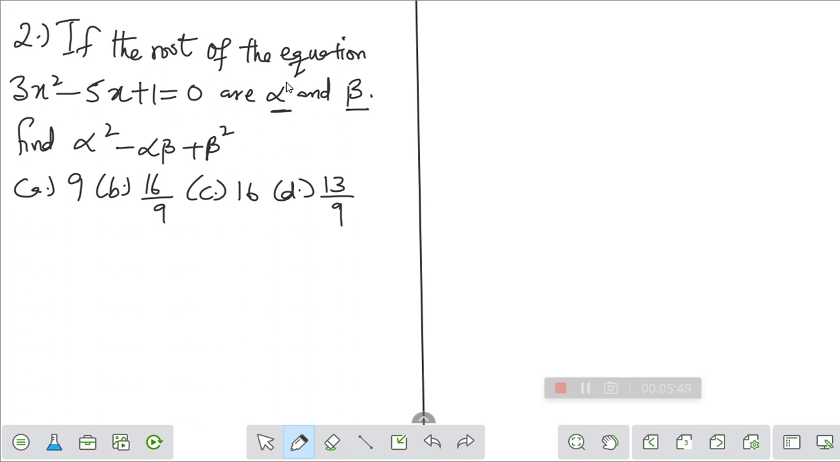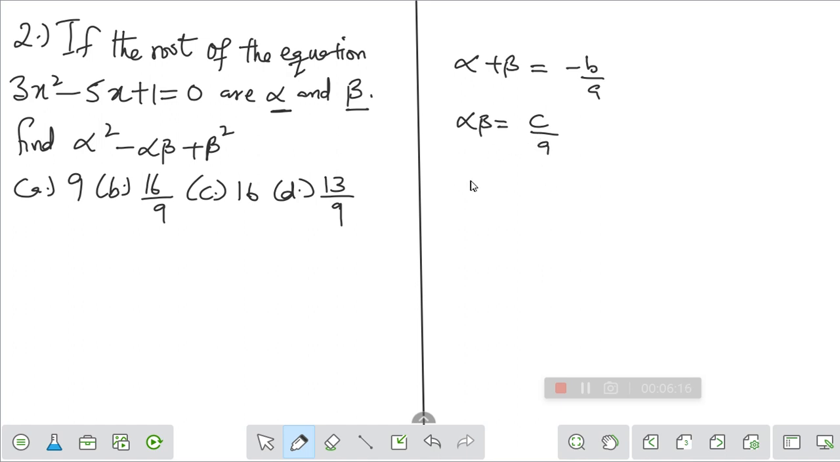That is when you add these roots together. When you add them together, it will be alpha plus beta. The formula for that is minus b over a. I'm going to tell you the meaning of this after. We also have what we call alpha beta. Alpha beta is c over a. That is the product of the roots. You can see that here we are adding, but here we are multiplying.